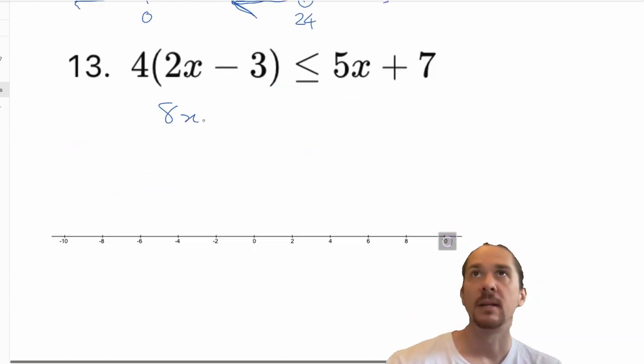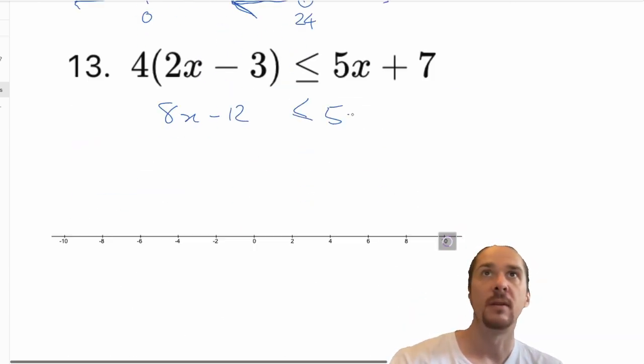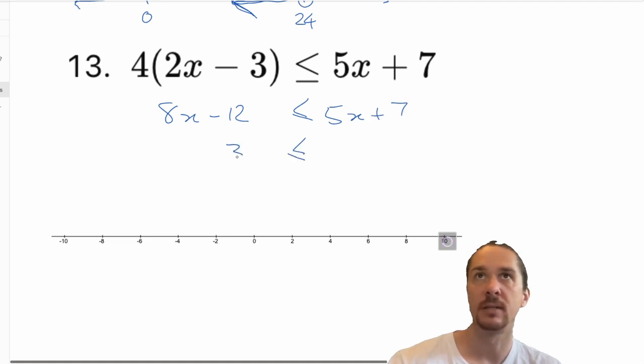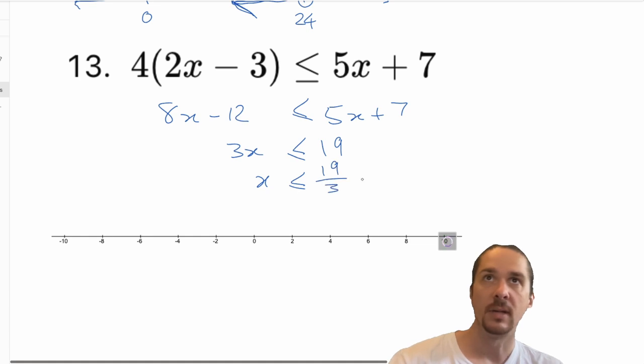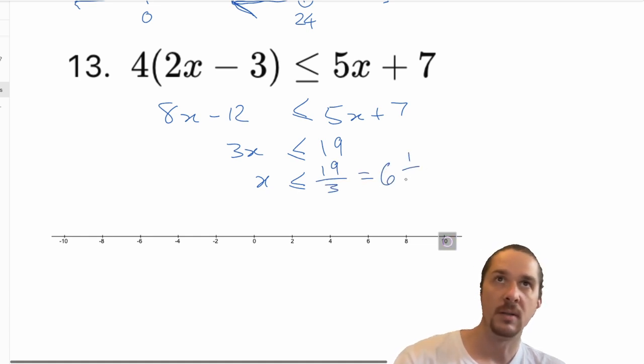Cool. 8x minus 12 is less than or equal to 5x plus 7. Subtract 5x from both sides. This is a 3x. Add 12 to both sides. That's a 19. Divide both sides by 3. 19 over 3. Now you need to know that 19 over 3 can be converted to 6 1/3.